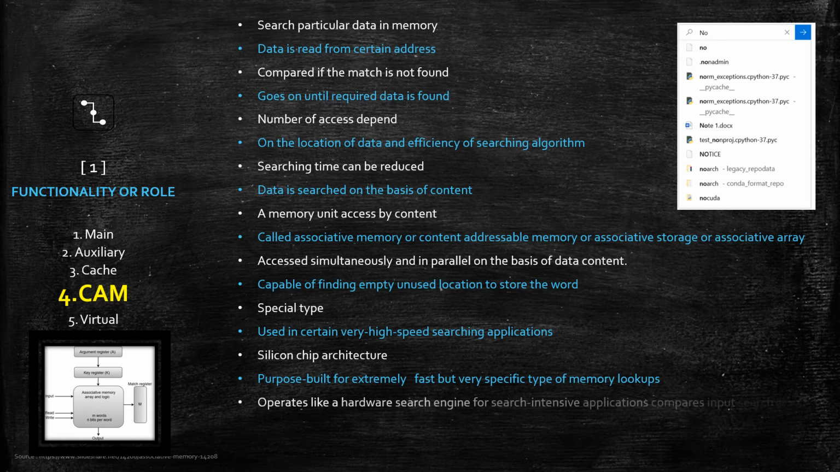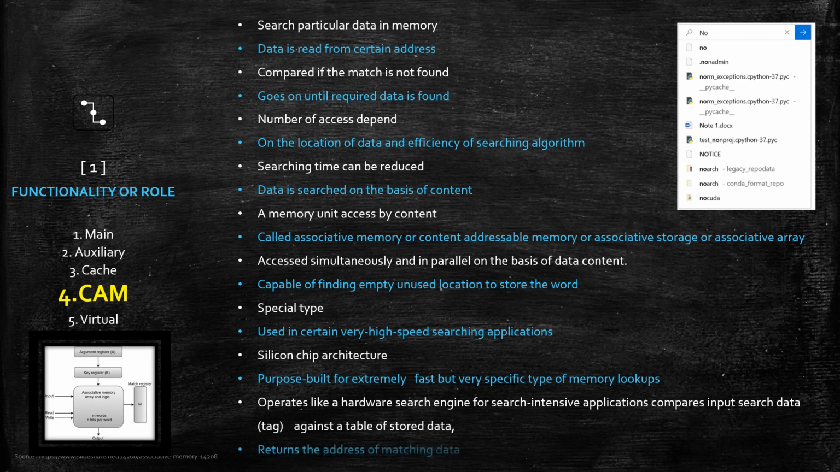Now it operates like a hardware search engine for search intensive applications, comparing input search data against a table of stored data. As you can see in the image, the list of results is all data that is already stored inside the system. So there is one table which contains all this stored data. So how does it work? It works like a search engine. Whatever I have entered, it will search for all the related content from the table.